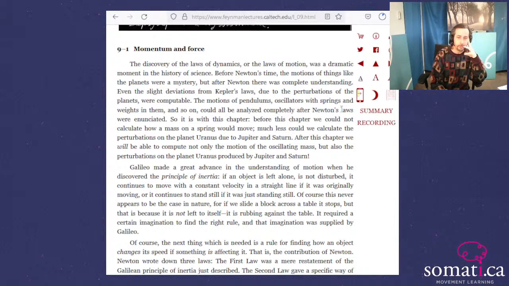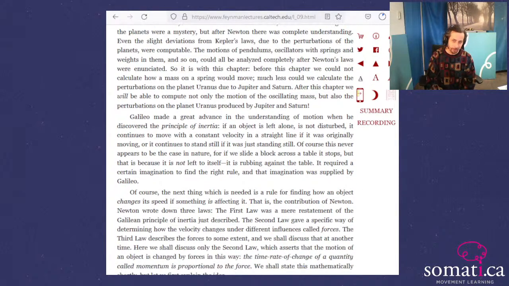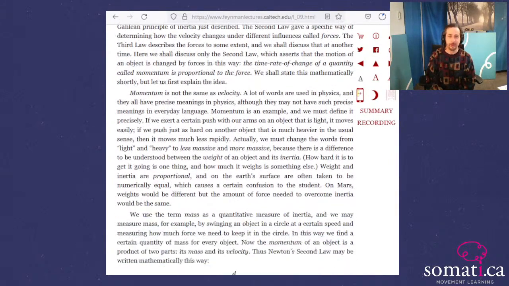So Galileo discovers the principle of inertia, that an object left alone continues to move with a constant velocity in a straight line. And of course, this never appears to be the case. A block sliding on the table is slowed due to the friction, a second force, removing the inertia. But the right rule is inertia, and that's due to Galileo, not just inactive thinking, but imagination, as any good scientist will emphasize.